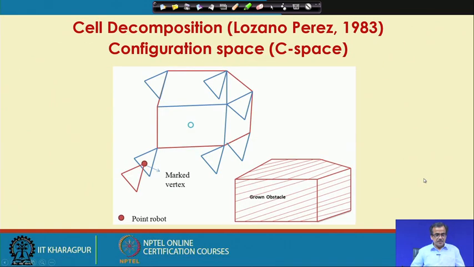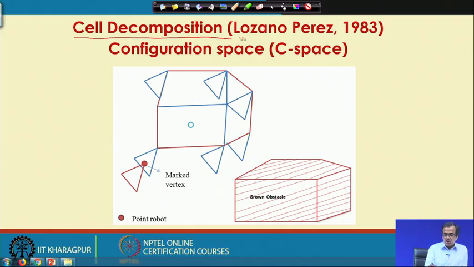Now, the next is the concept of cell decomposition. This particular cell decomposition is another very popular graph based technique to solve the find path problem. The concept was proposed by Lozano-Perez in the year 1983. He proposed one technique that is called cell decomposition, and he also gave the concept of the configuration space or the C space.